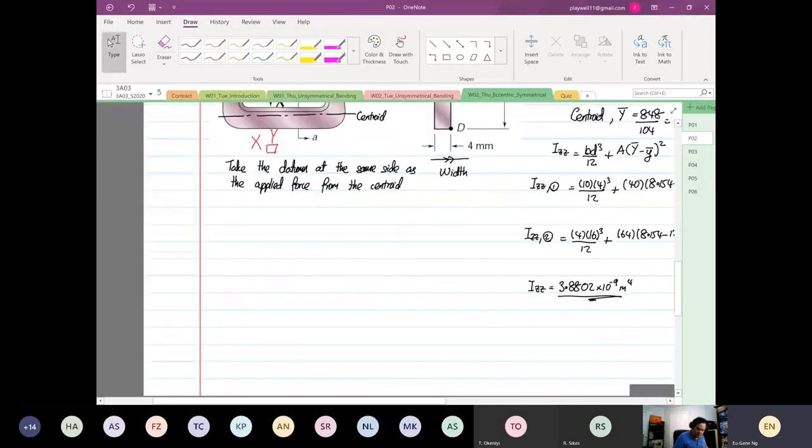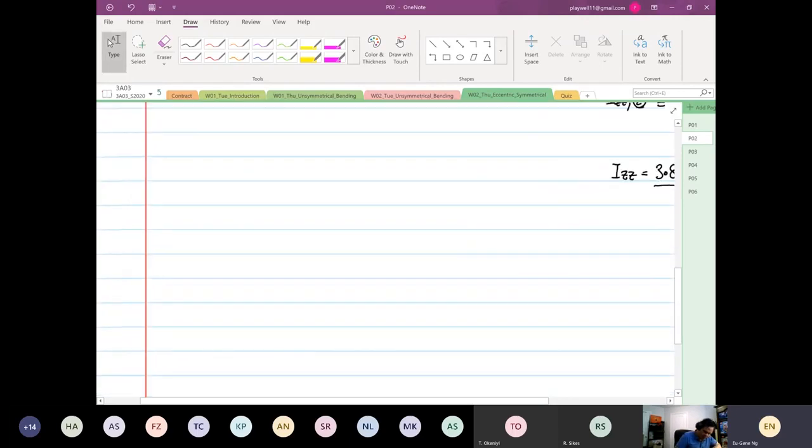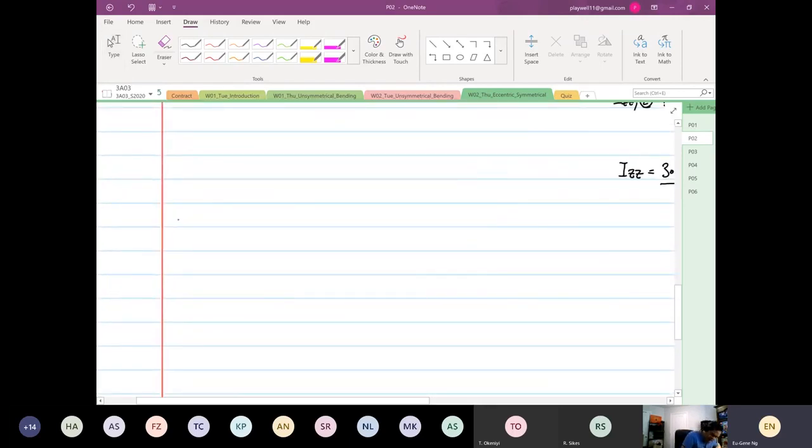So we have our Izz already. Okay, so now we can plug everything into the formula. So let's look at the formula first. Okay, so the formula states that stress σx is equal to Px over A, plus Mz over Izz multiplied by y.